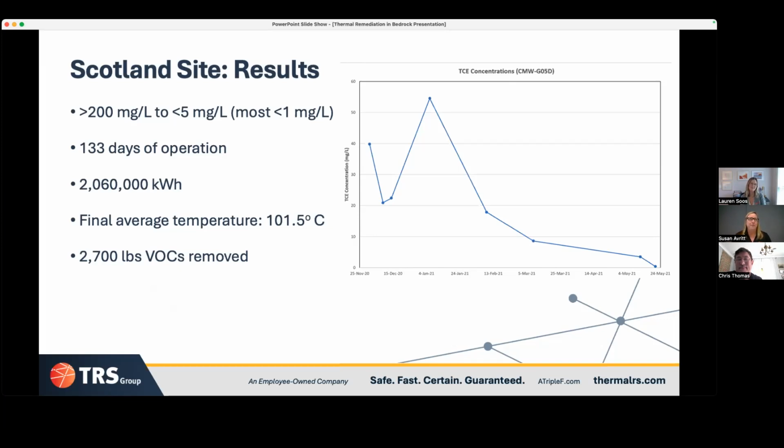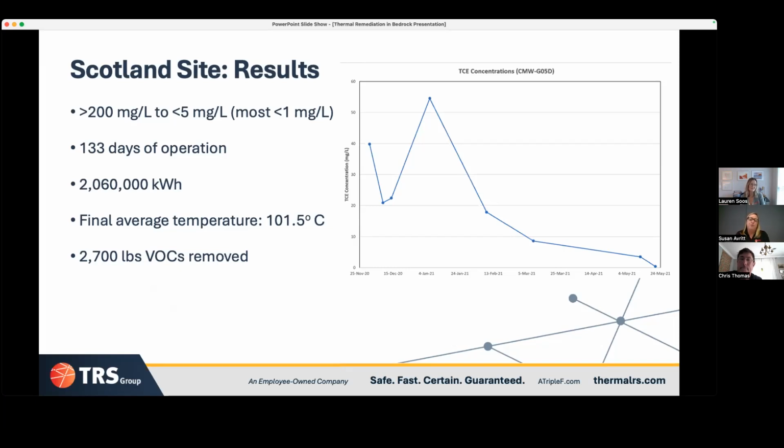I think there are 46 or so electrodes here. We had all the multi-phase extraction infrastructure. We had a lot of temperature monitoring, both inside the treatment area and outside the treatment area, to make sure we weren't, for lack of a better word, pushing contamination out. And what we found was that, no, we did not increase the temperatures outside the treatment volume, which was great news.